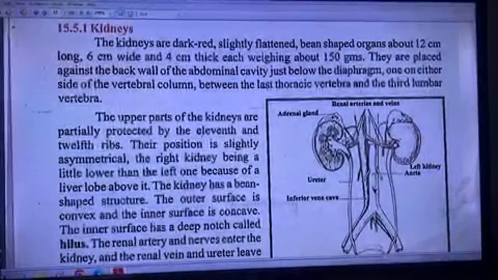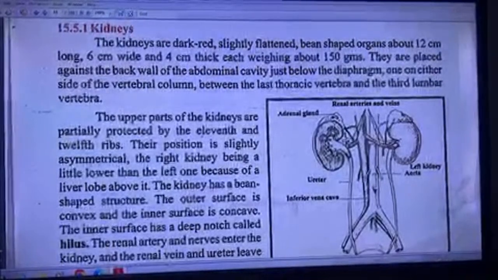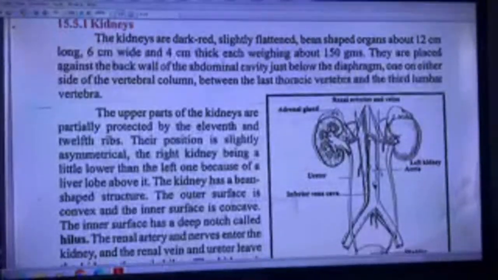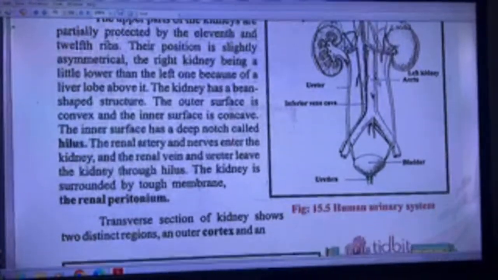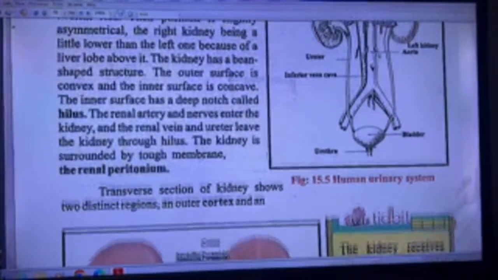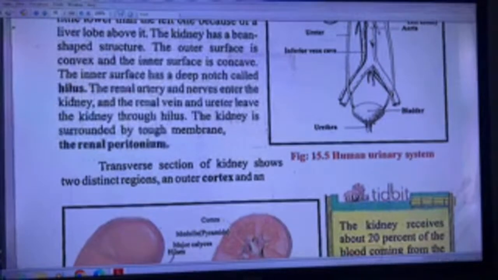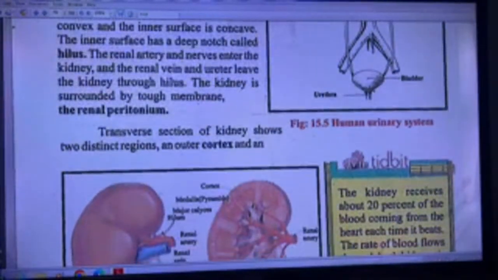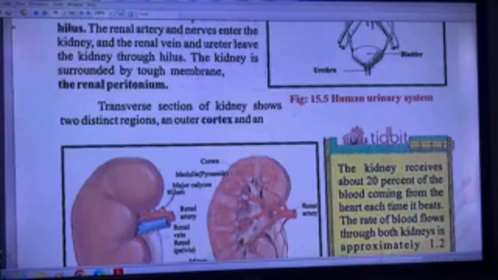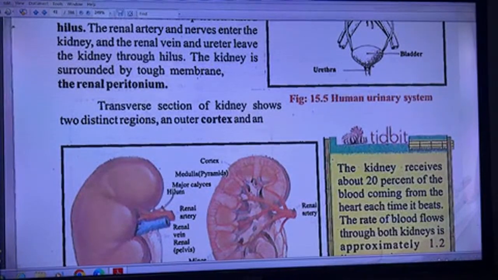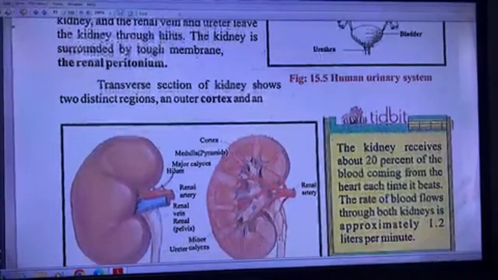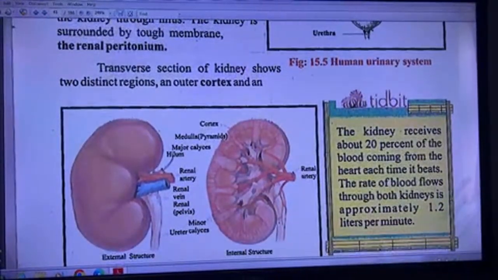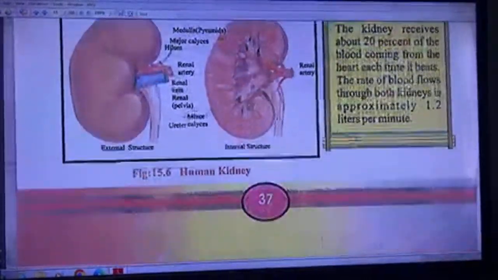The outer surface is convex and the inner surface is concave. The inner surface has a deep notch called hilus. The renal artery and nerves enter the kidney, and the renal vein and ureter leave the kidney through the hilus. The kidney is surrounded by a tough membrane, the renal peritoneum. Transverse section of kidney shows two distinct regions, an outer cortex and an inner medulla.